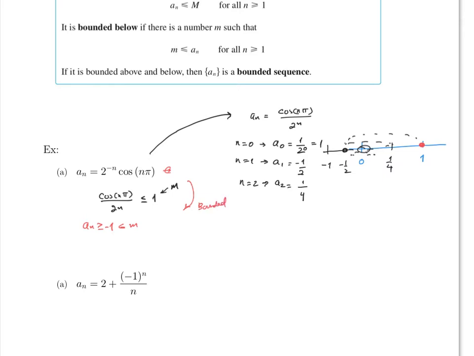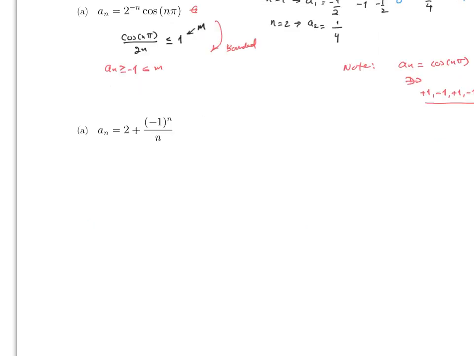Now notice, as a note, if a n was equal to just cosine n pi, then this would be divergent. Why? Because it will go from 1 to minus 1, positive 1, negative 1, positive 1, negative 1, and so forth. And we already know that this doesn't converge. The reason why this one converges is because of the 2 to the negative n.